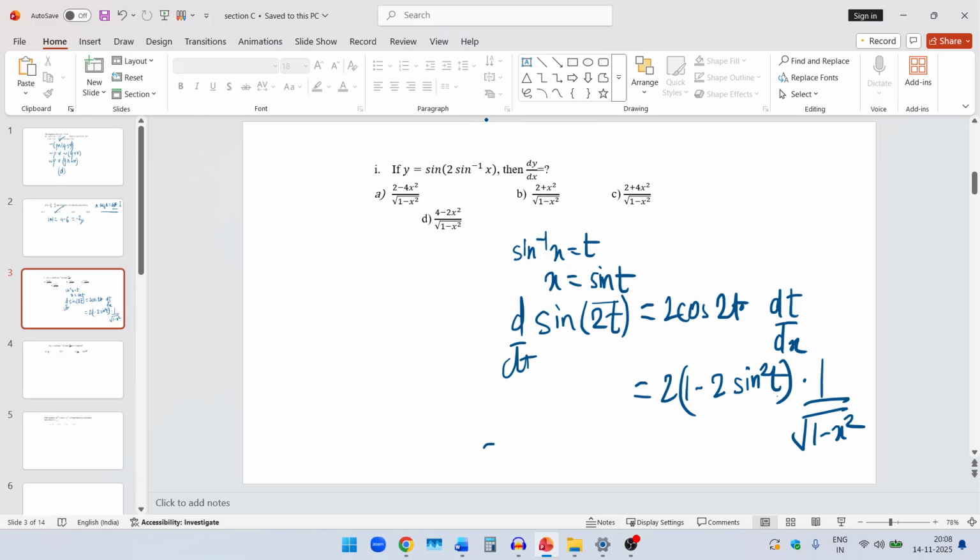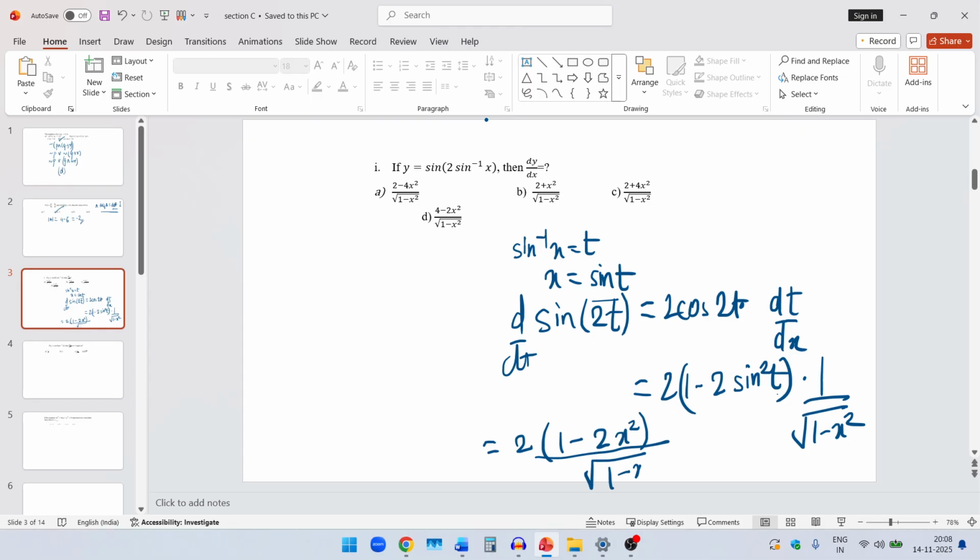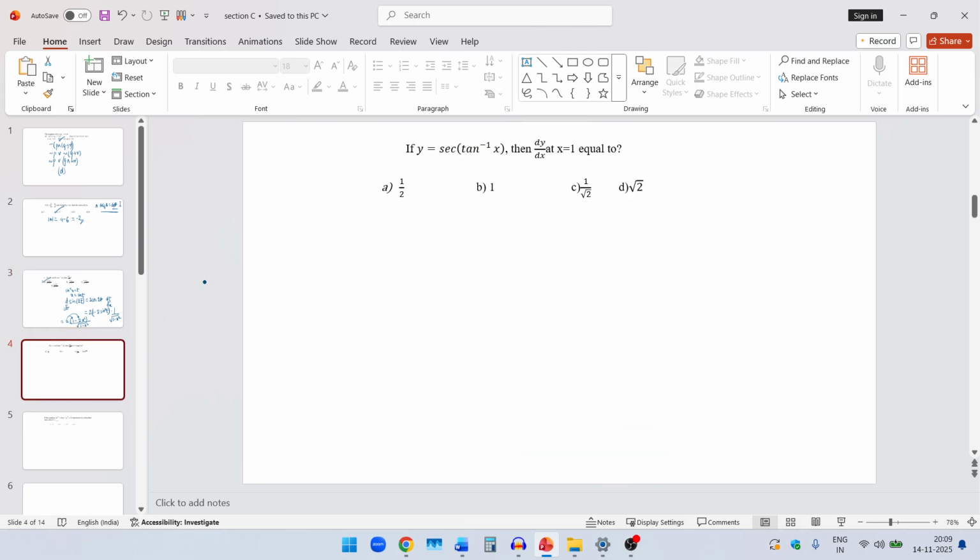So the final answer you should get is 2 times 1 minus 2x square divided by square root of 1 minus x square. Okay, if you multiply 2 and take it inside, you'll get 2 minus 4x square. So the answer should be A. That should be the answer. Okay, so let's move on to the next question. The answer for this question is 1 by root 2, which is C.